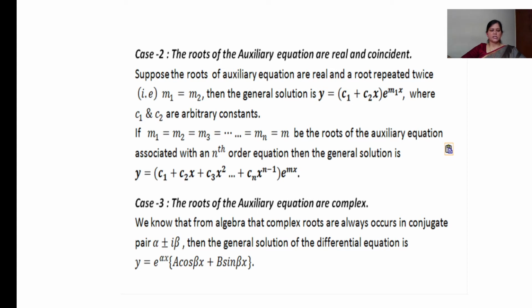The third case is when the roots of the auxiliary equation are complex. So the roots are in the complex form alpha plus or minus i beta. Then the general solution of the differential equation is y is equal to e to the power alpha x into a cos beta x plus b sin beta x.